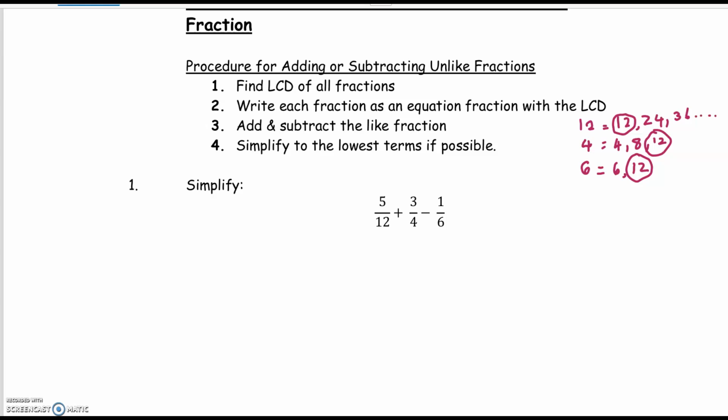So always start with the largest of the numbers in the denominator, and then list the multiples. You can sometimes do it in your head. You can go 12 times 1 is 12. Does 4 go into 12? Does 6 go into 12? If it does, your list stops there.